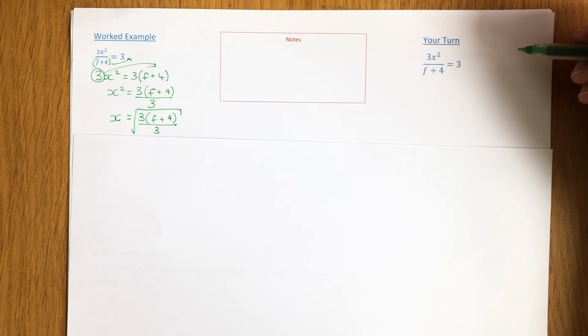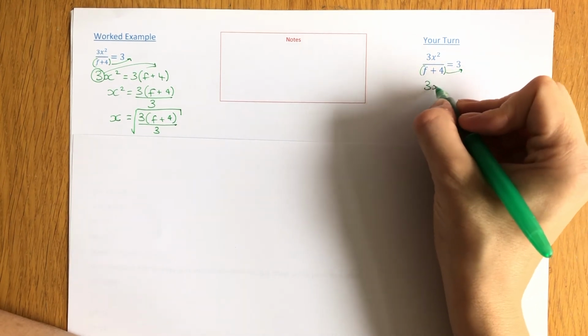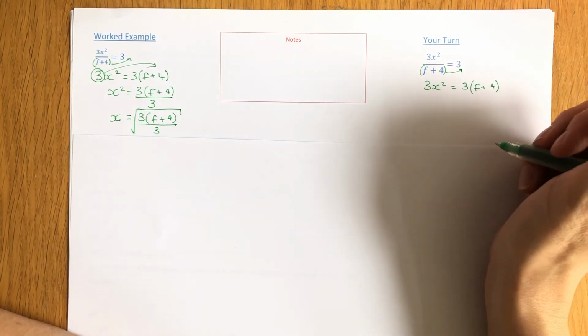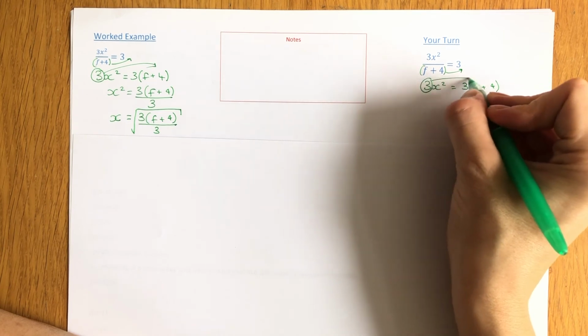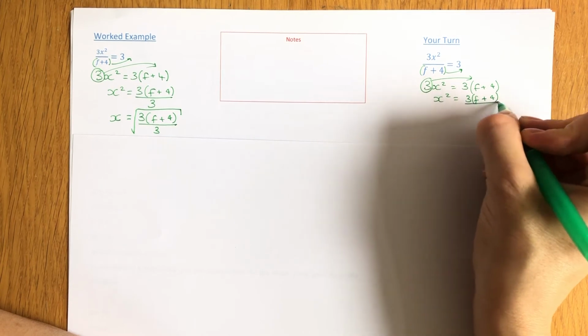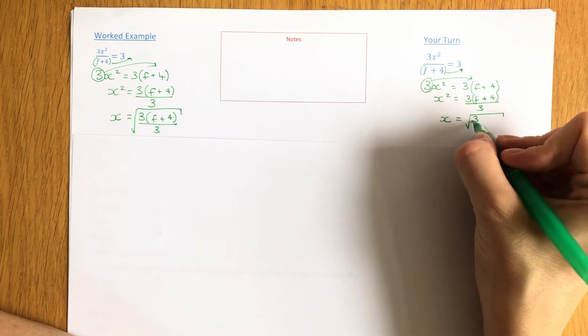Here's one for you to have a go. Press pause, have a go, and then we'll go through it. Okay, so let's move this up here. Okay, then we need to get rid of the times by 3. And then get rid of the square, which becomes a square root.